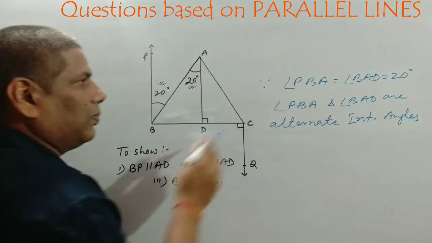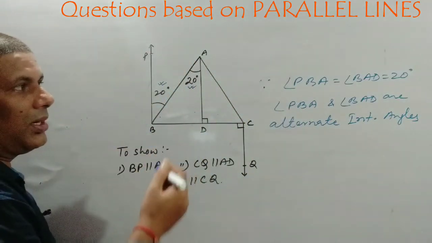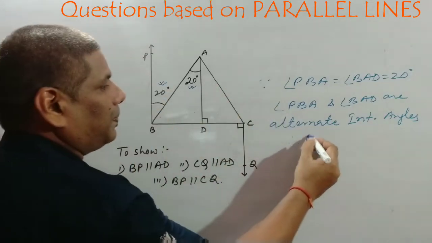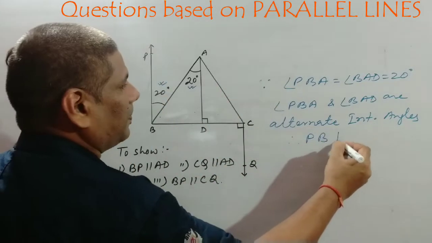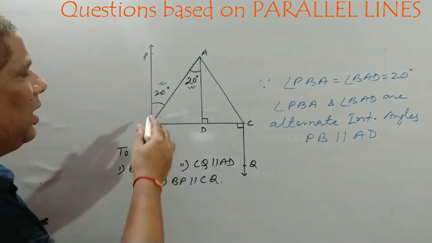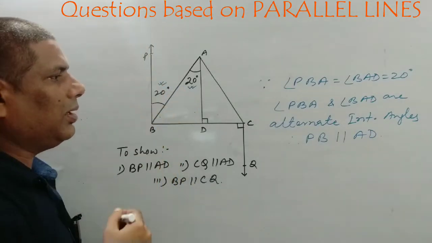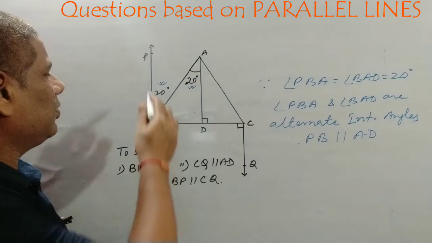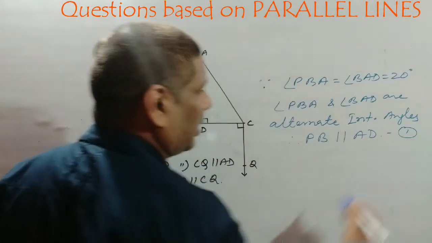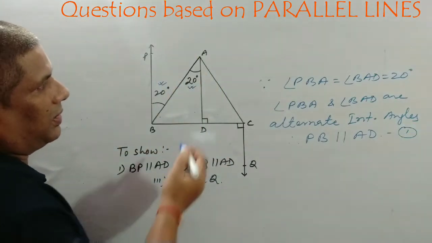Since both of these angles are forming alternate interior angles, therefore we can write PB parallel to AD. Since both are equal and both are forming alternate interior angles, therefore PB parallel to AD. Mark it as 1.